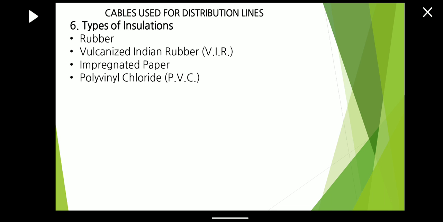Next, the fourth one is polyvinyl chloride, PVC cable. So this insulation, when ethylene and hydrogen chloride are mixed in the presence of peroxide at nearly 45 to 50 degrees Celsius, the polyvinyl chloride resin is produced. So it has good properties.